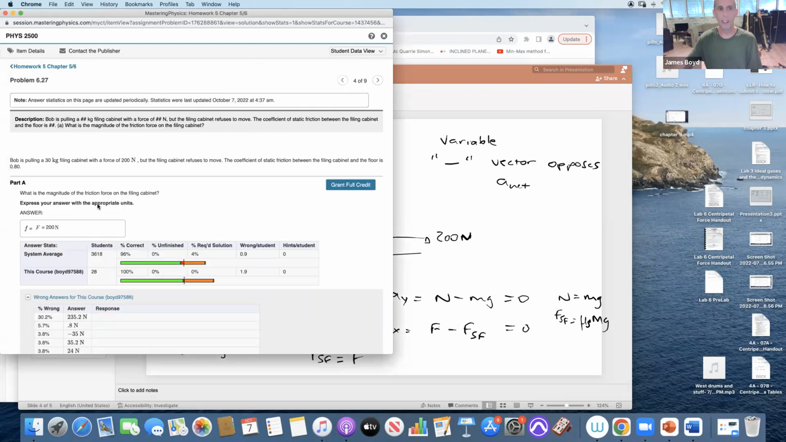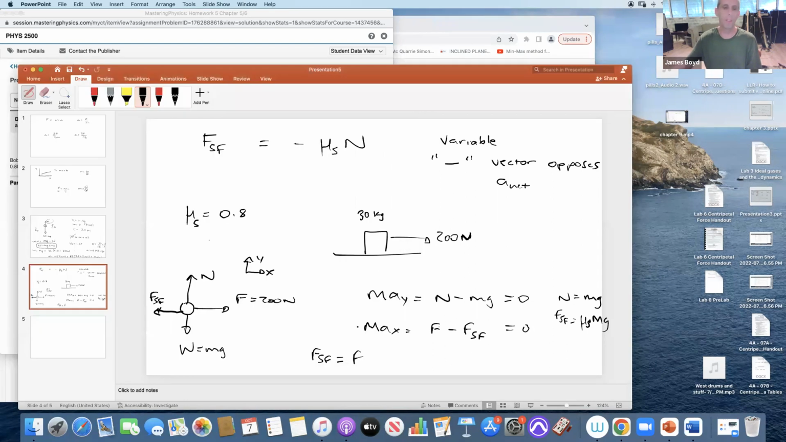We're asked to find the magnitude of the friction force. So let's just solve it for mu mg. We were told mu was 0.8. Yours might be different. File cabinet is 30 kilograms and g is 9.8. So I get 0.8 times 30 times 9.8. I get 235.